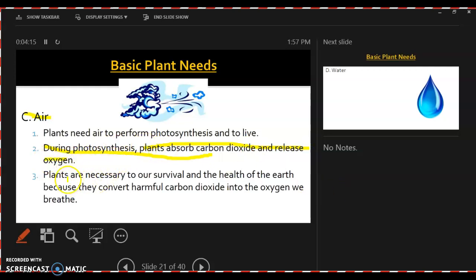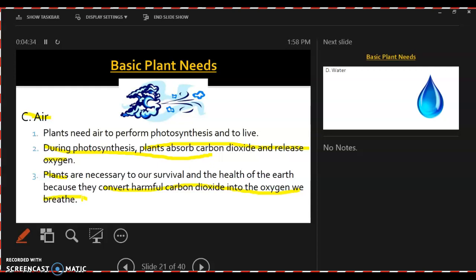The plants are necessary to our survival and our health, because they convert harmful carbon dioxide into energy that we breathe. But I want you to understand here that plants are not made to give us oxygen.